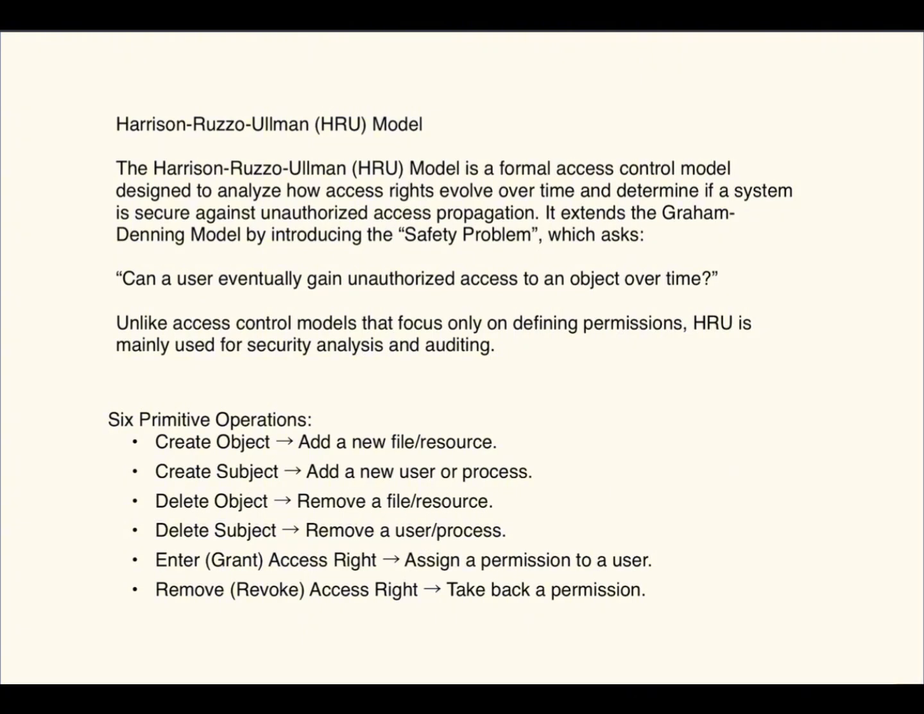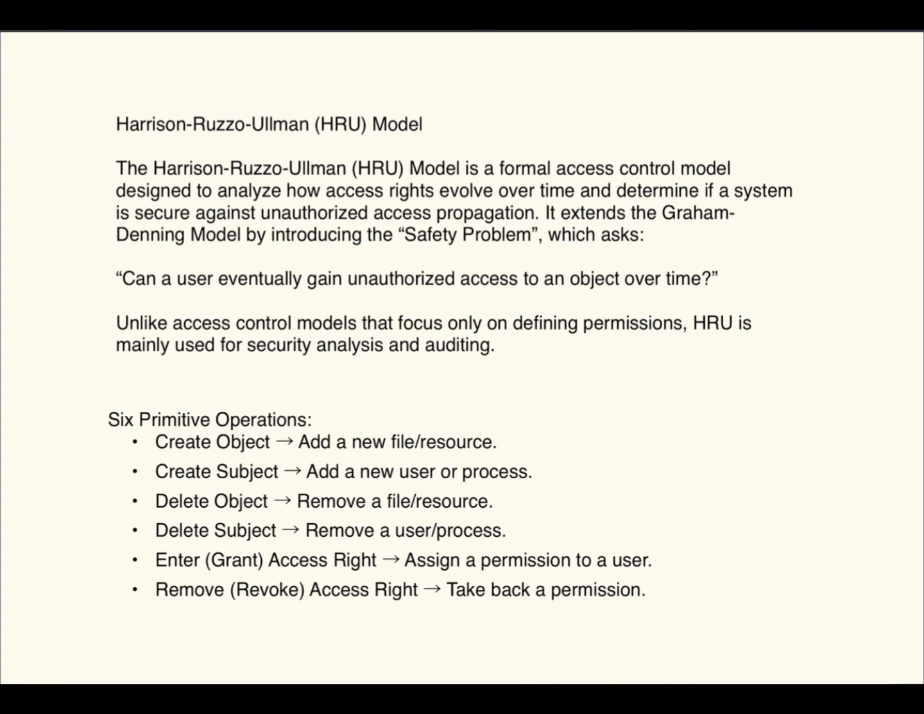It mainly focuses on the safety problem, which determines whether an unauthorized user can gain access to protected resources over time. Over time means when we modify access for one particular user, and eventually some other users get access to that object which they are not supposed to have. It proves that predicting all unauthorized access cases is undecidable in general, meaning there is no perfect algorithm to always prevent privilege escalation. I will let you know about privilege escalation shortly.